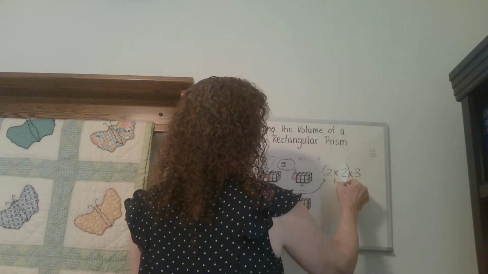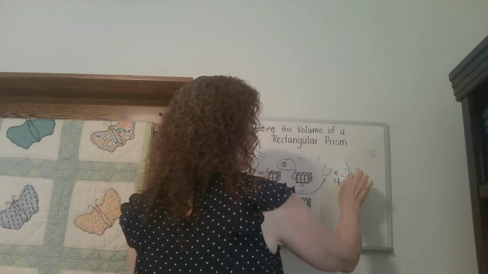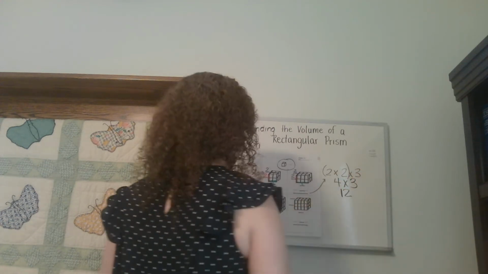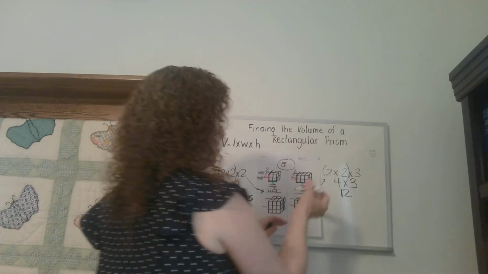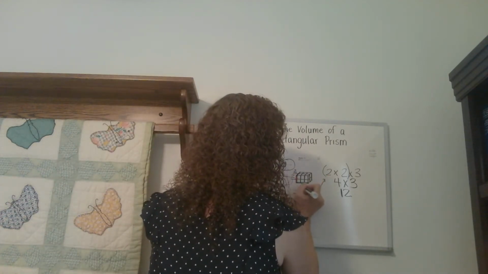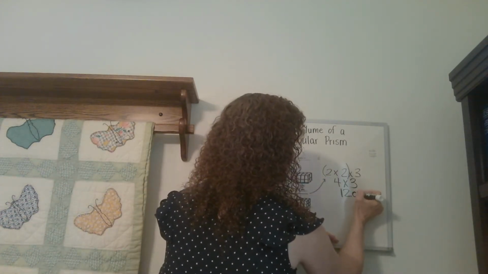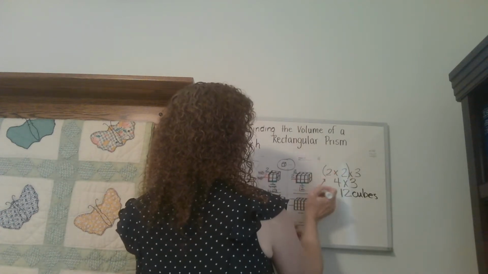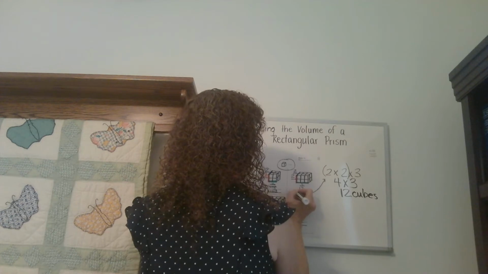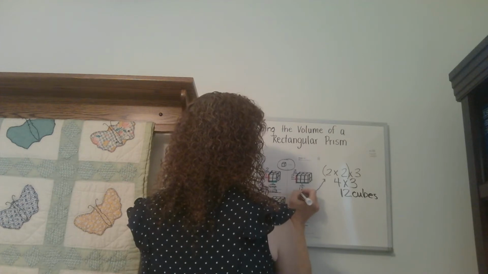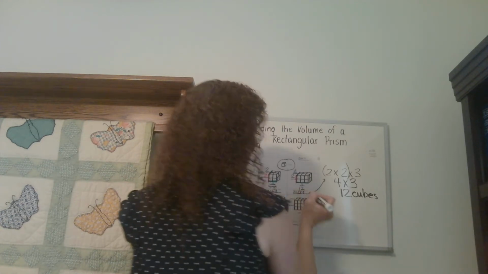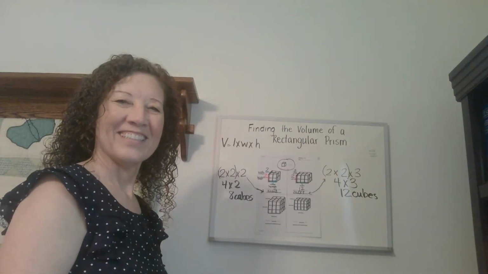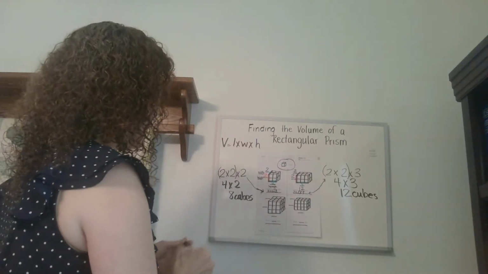That's going to give us 4. So now we have 4 times 3, that's going to give us 12. So our answer is going to be 12 cubes. And your number sentence that you're going to put right here is 2 times 2 times 3. Did you get it? Good job. All right, let's look at another one.